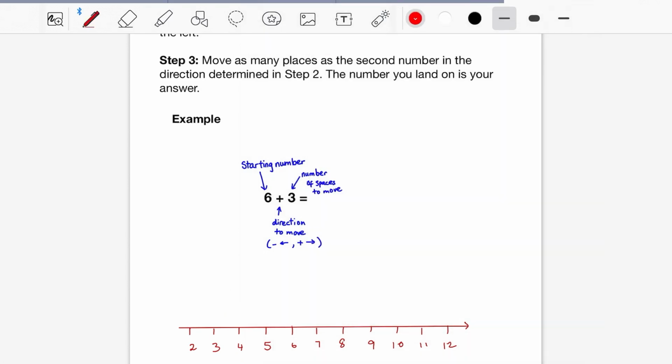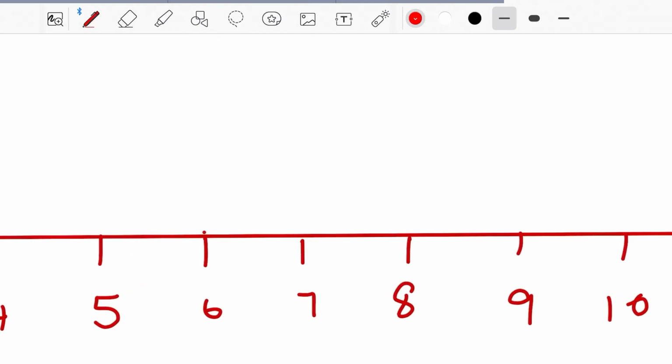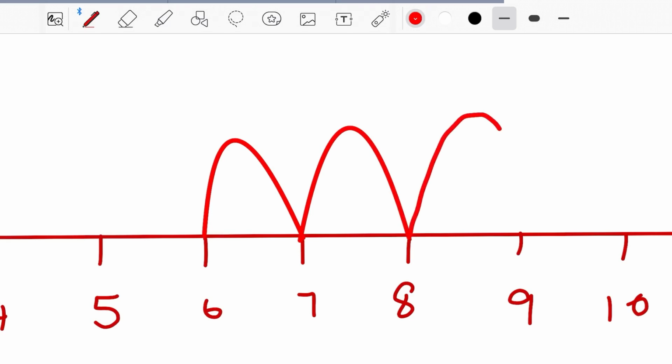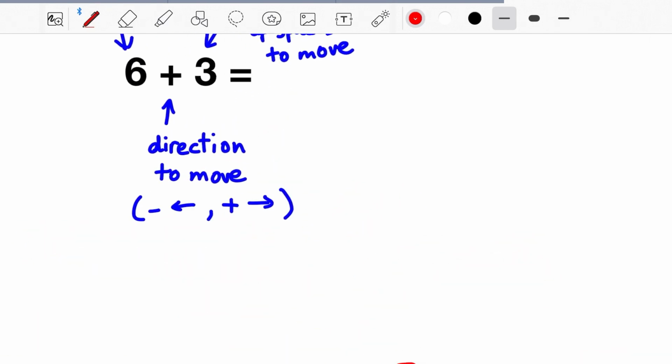So let's switch to red for the answer. We know we need to start at 6. We know we're moving to the right. And we are moving 3 spaces to the right. So, starting at 6, we move 1 space, that takes us to 7. 2 spaces takes us to 8. And our third and final space takes us to 9. So our answer will be positive 9.